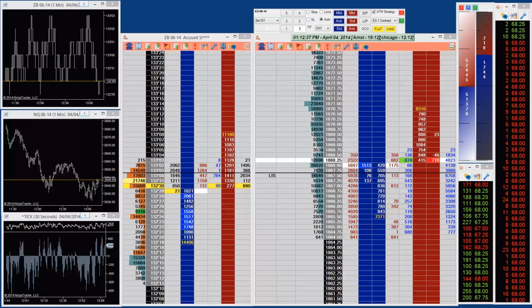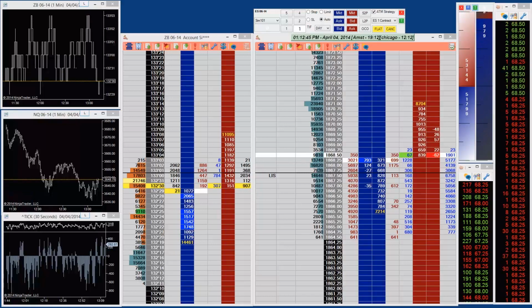Now, for me, the single most important thing to look at is the actual flow of the orders in the market that you're trading.